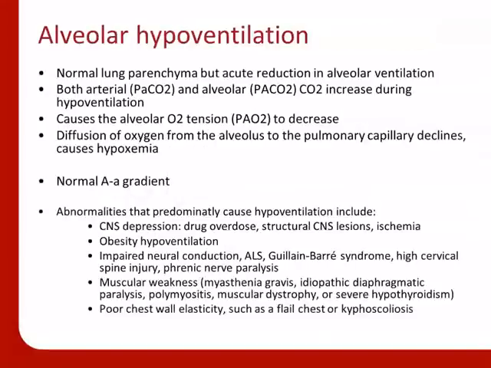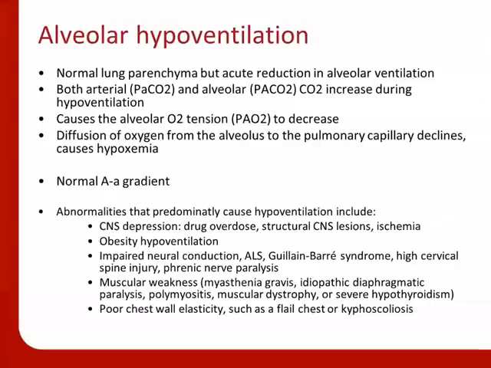The next category is alveolar hypoventilation. In this category, your lung parenchyma works okay, but you have a reduction in ventilation. As a result, your alveolar and arterial PCO2 both increase, and that decreases the alveolar oxygen tension. As a result, you've got less oxygen to diffuse from the alveolus into the pulmonary capillary, and you end up with hypoxemia. Now, because the pulmonary capillary works okay, if you calculate the AA gradient, that capacity of the membrane to work is okay. So you'll have a normal AA gradient even though the person is hypoxic.